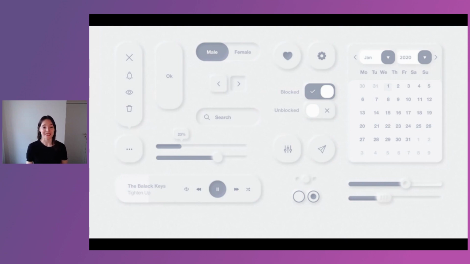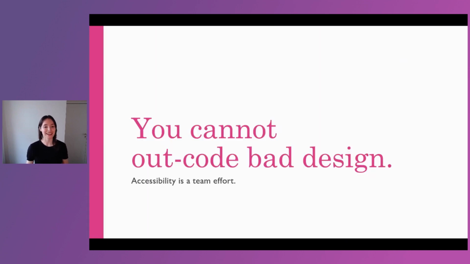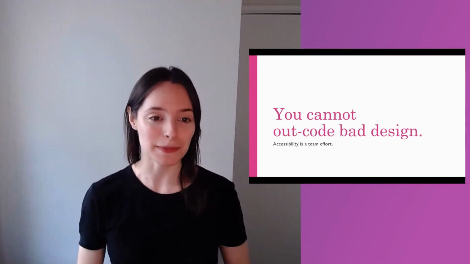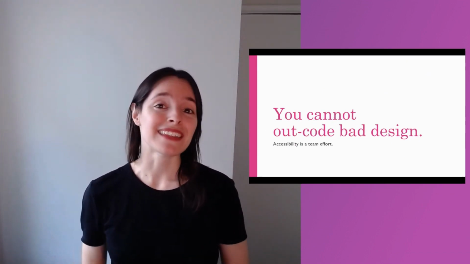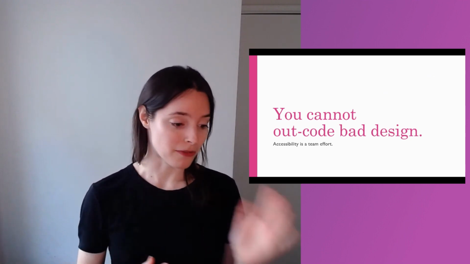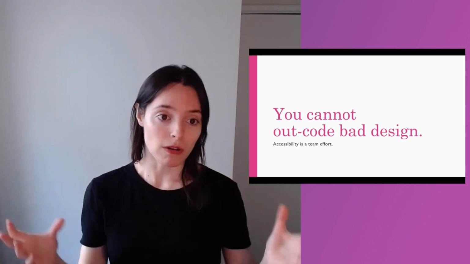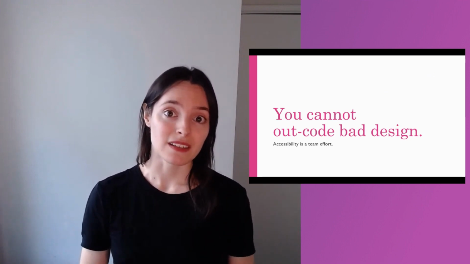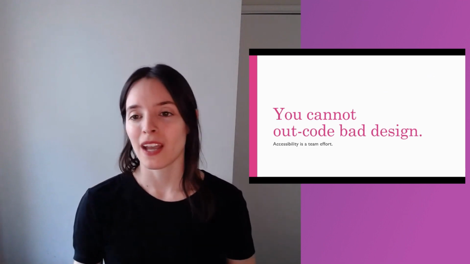And the thing is that you cannot really code bad design. You can put a lot of ARIA in there. It won't be enough. You won't be able to make that accessible. So accessibility is indeed a team effort. It's not only a show for the developer or for the designer. The whole company should work towards accessibility. If someone doesn't, then we get in trouble.